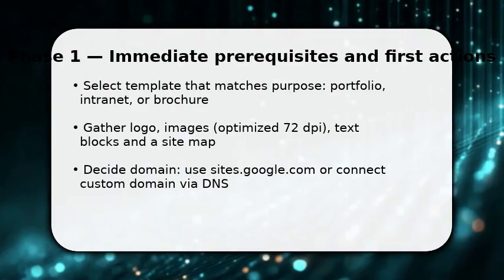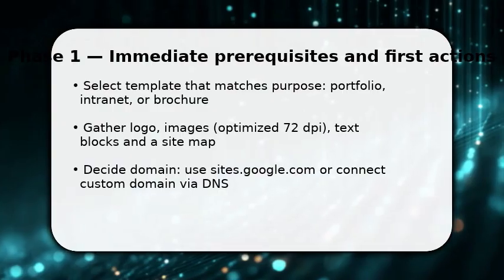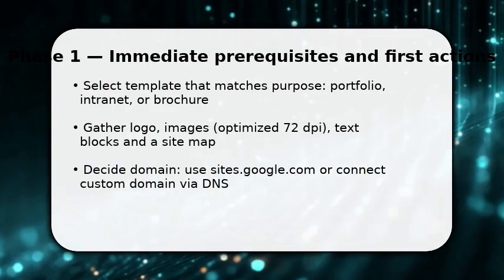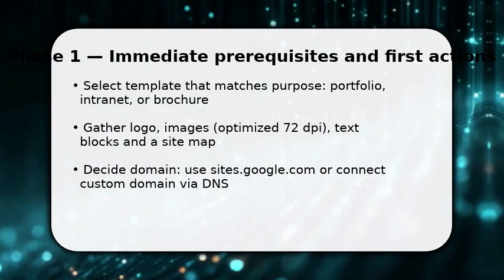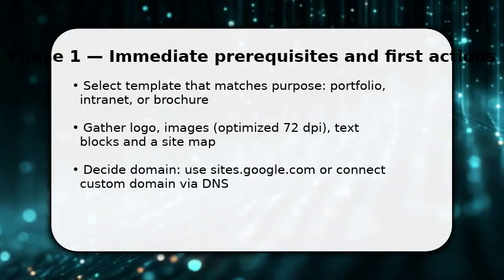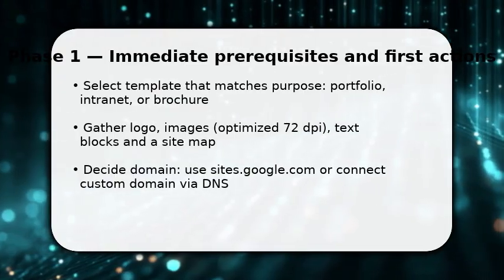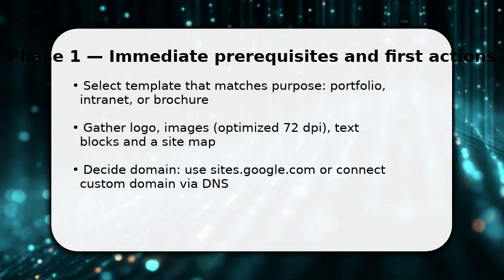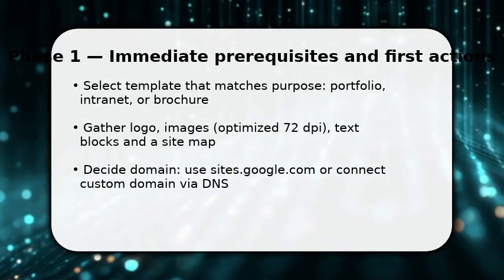You begin by locking down the essentials: purpose, assets, and domain, because structure follows decisions. First, pick a template that fits your goal. It saves layout time. Once chosen, upload a logo and optimized images, add headline copy, and sketch a simple site map so pages have a clear order.